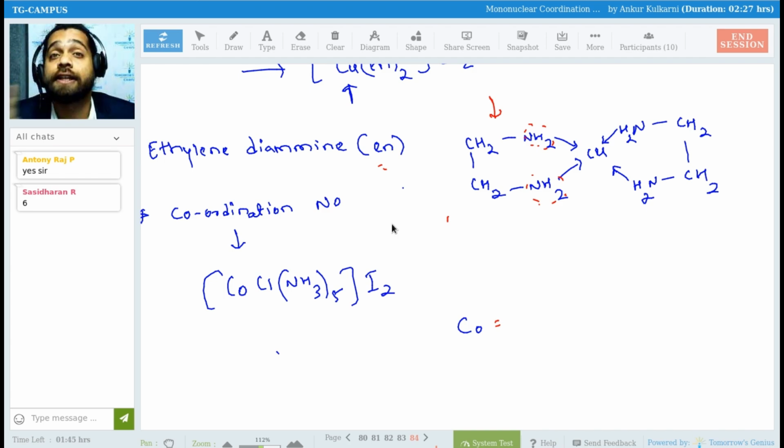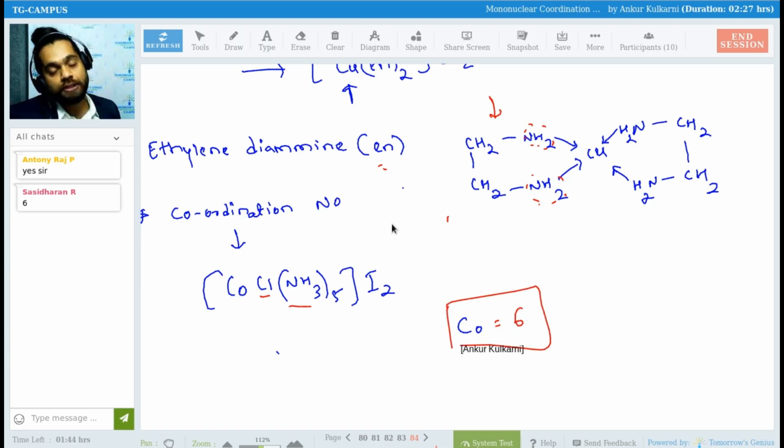Why? Because, and remember, it is not equal to the total number of ligands. It is equal to the total number of bonds your ligands are forming. Over here, Cl is forming 1 bond, and each NH3 is forming 1 bond. So 5 NH3, 1 Cl. The coordination number is 6. Is it clear, everyone? Come on, give me yes or no in the chat box. Is the coordination number concept clear?